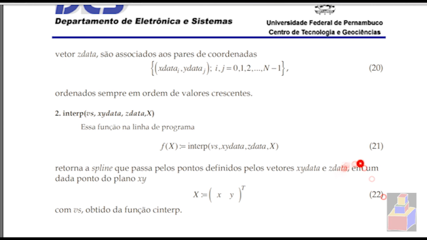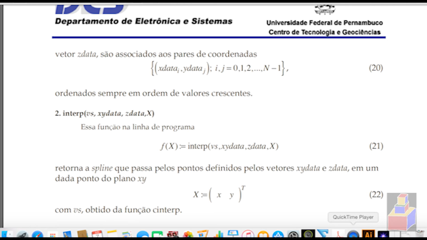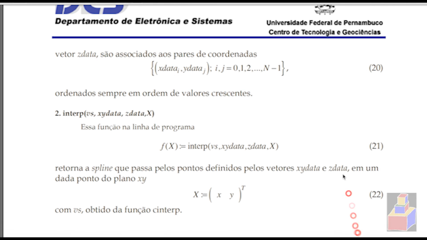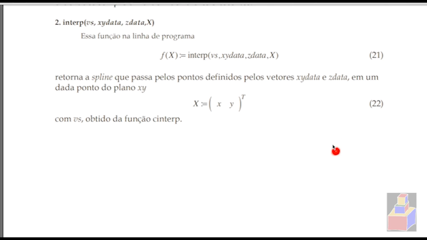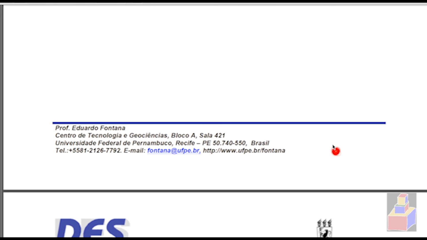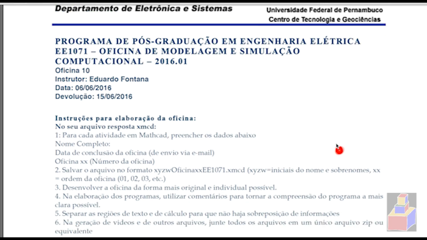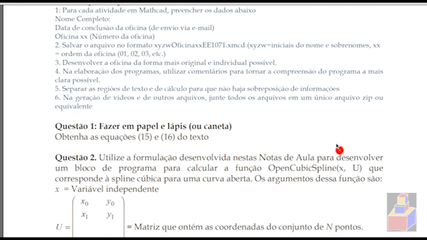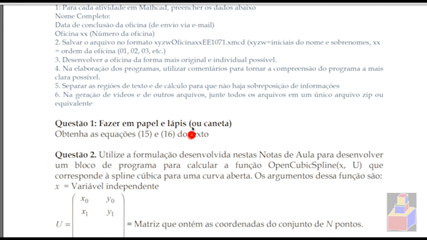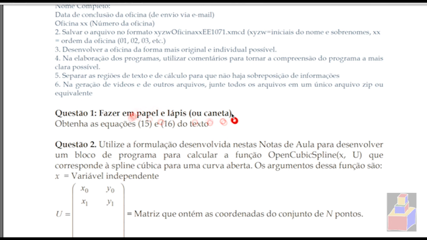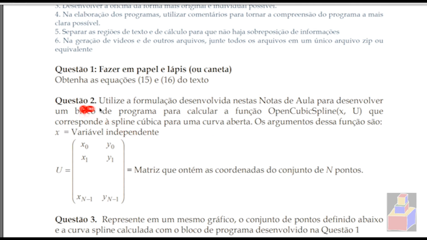So coming back, this is the syntax of the built-in cubic spline function in one or two dimensions. So let's look at the workshop that we have to do. First part, we calculate the matrix equation I just showed before, equations 15 and 16 of the notes. So do that with paper and pencil or pen. Now, question number 2 is to develop your own cubic spline.